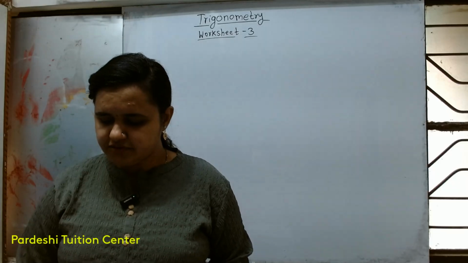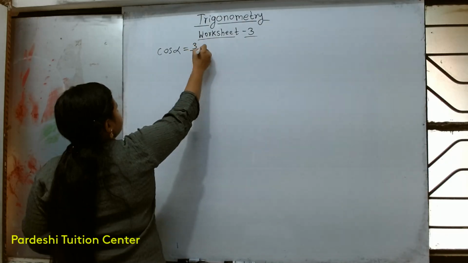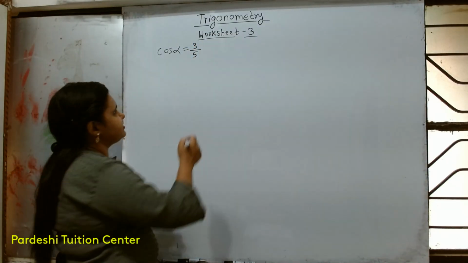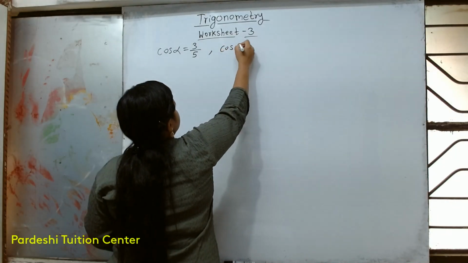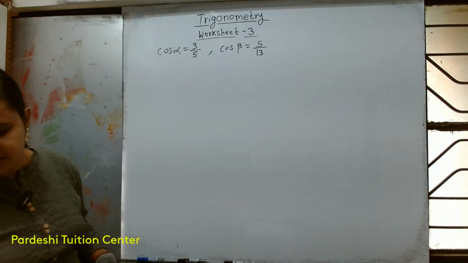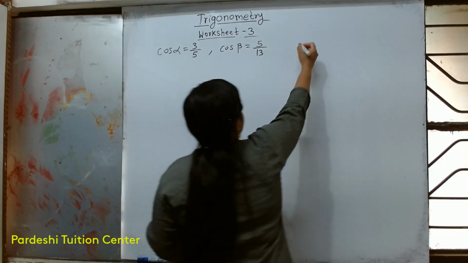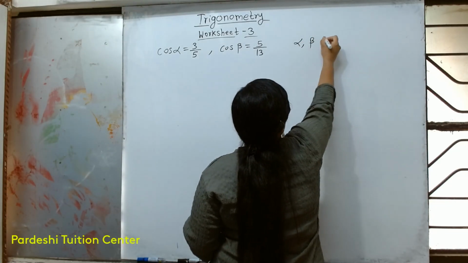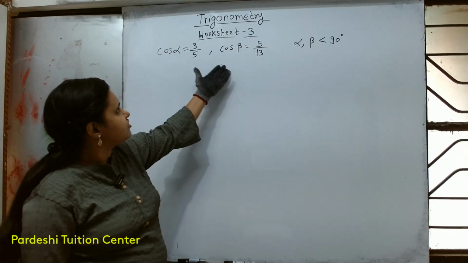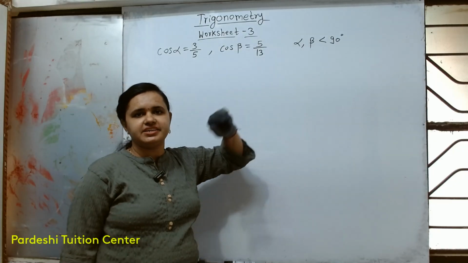If cos alpha is given as 3 by 5, and cos beta is given as 5 by 13, where alpha and beta are acute angles, means they are less than 90 degree.